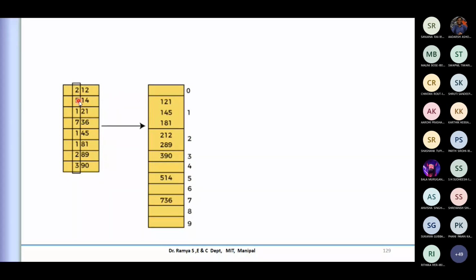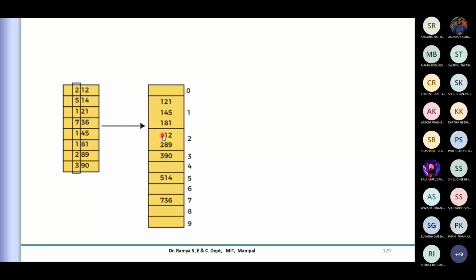Now you observe here, we are comparing the third digit, the third part, or in this case the most significant part. You can see 121 has a 1 here, and 145 also has a 1 here, and 181 is already in this part. But when they are put into the bucket, because they are already sorted in the lower phases, they occur in order here: 121, then 145, then 181. So you can see they are already organized here.